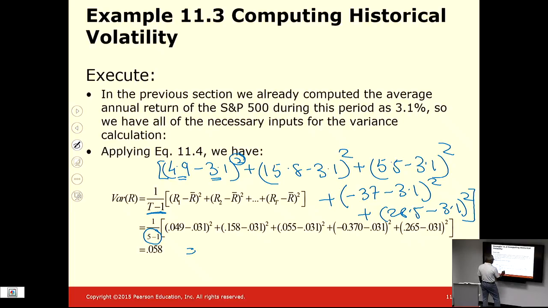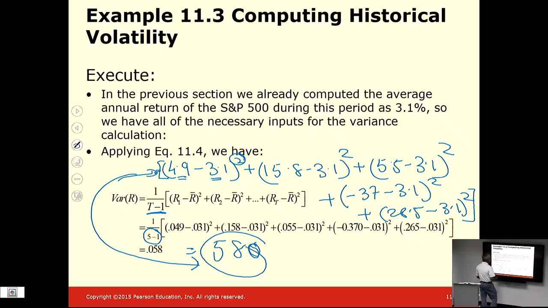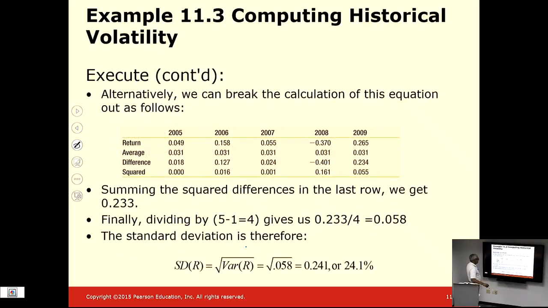And when I do this, I would get 580. If I was using percentage numbers directly, then I would get 580. If I'm using decimal, that would be 0.058. Once I get 580, then I take the square root of 580. That would be 24.1. If I take the square root of 0.058, that would be 0.241 or 24.1. So that's how we get standard deviation.